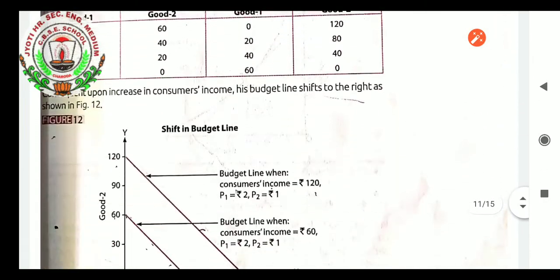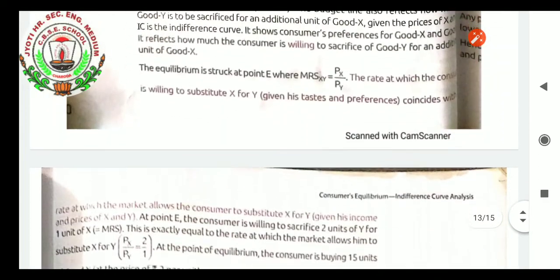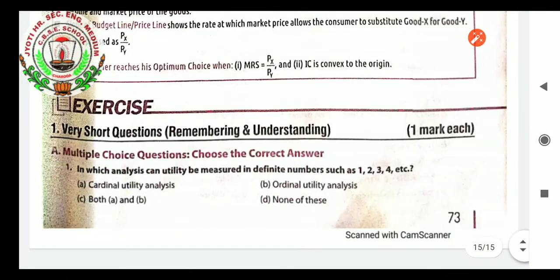So for today this much only, students. Budget line can be shifted. In the Monday live class I will be explaining this particular topic, and I will ask about the doubts whatever you are having.